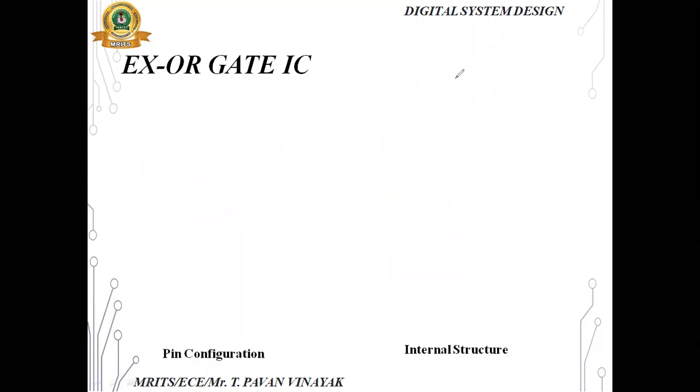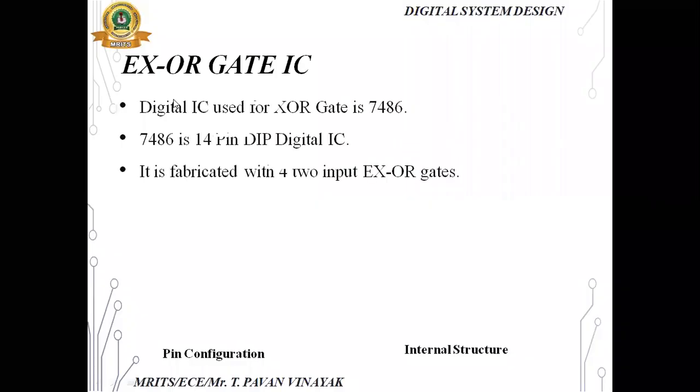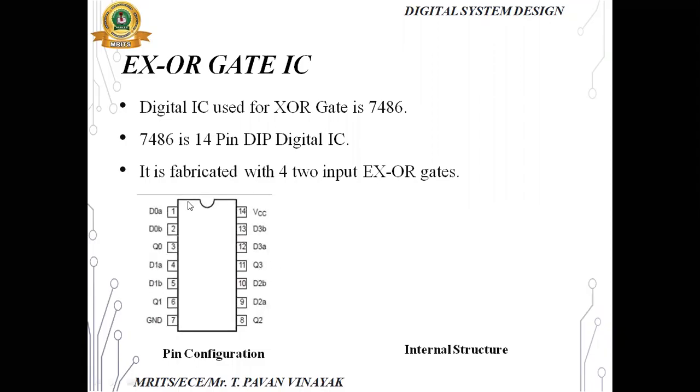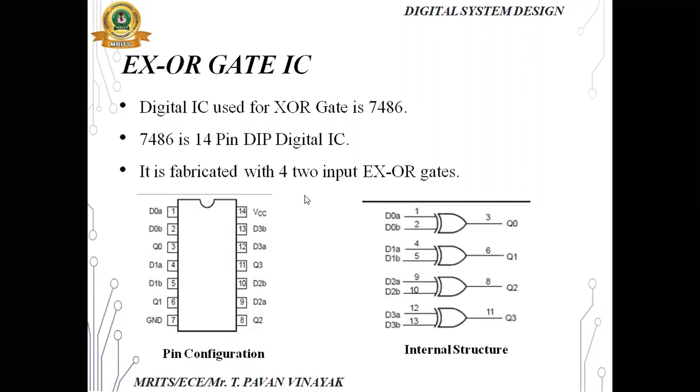So XOR IC. The XOR IC number is 7486. It also looks similar to an AND gate or OR gate. It is a 14 pin IC: 7 pins on the left side, 7 pins on the right side. So pins 1 to 7, 8 to 14. Internal structure.